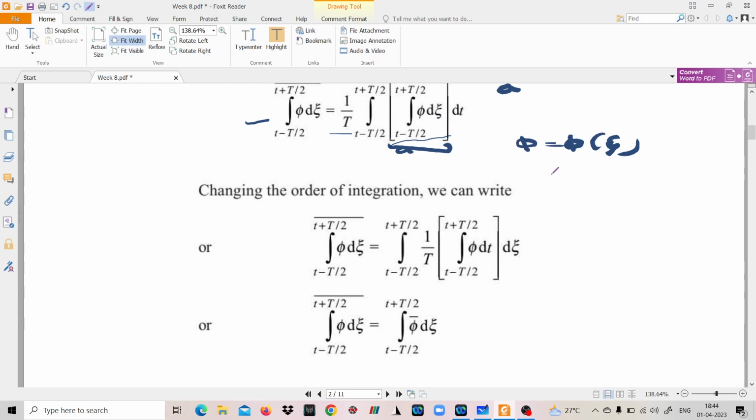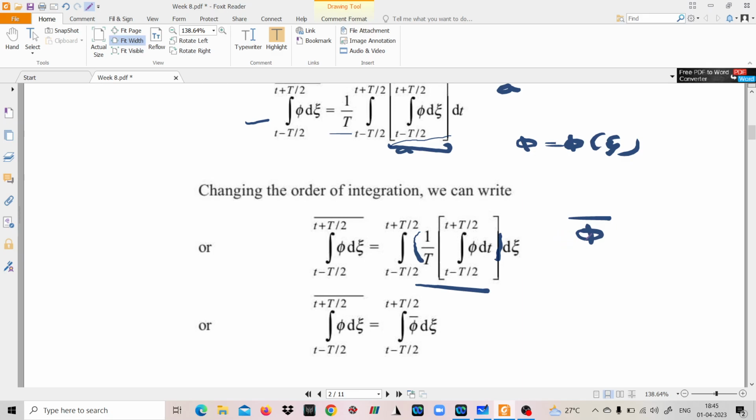So this is mathematically possible only if phi is a continuous function of xi. Okay, if phi is a continuous function of xi, then only we can write like this. So what is this particular expression, from here to here? This basically represents phi average, is it not? 1 by t integration from t minus t by 2 to t plus t by 2 phi dt. This represents what? This represents phi average.